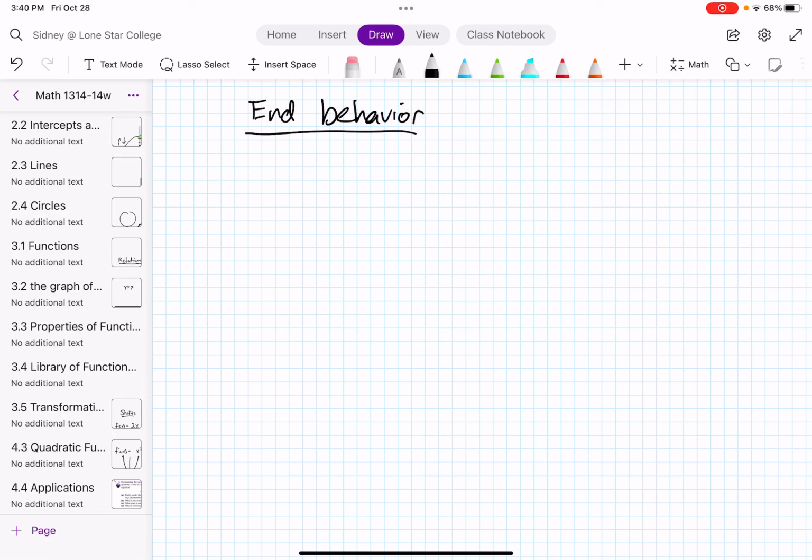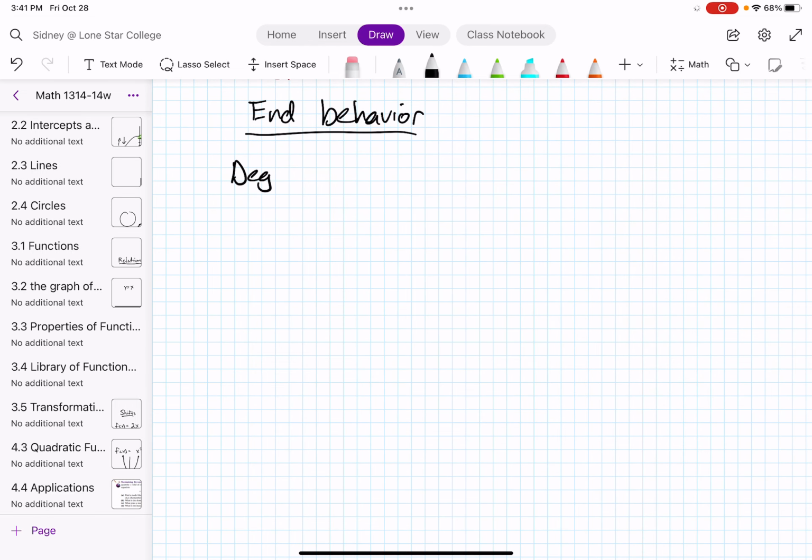So the last video in this section is interesting because of what it allows us to predict and say about polynomials, the way that their graphs are going to behave. And it's called end behavior. And by end behavior, I mean what happens on the extremities as we go away from the origin, far to the left or far to the right. How is the graph going to behave? And this is based on the degree of the polynomial.